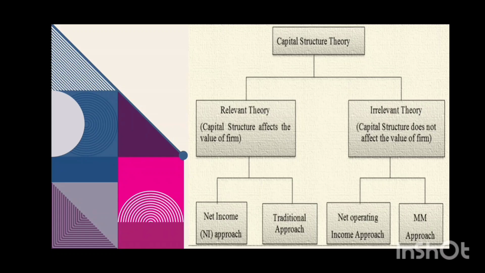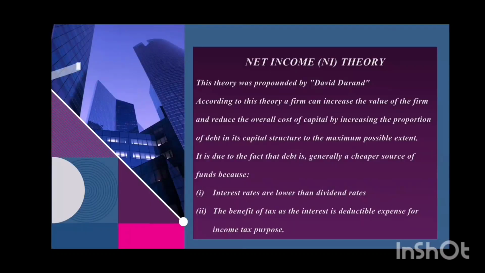So let's discuss the first theory of capital structure, that is net income theory. This theory was propounded by David Durand, and according to this theory, debt financing is the best option for financing the business operation. A firm can minimize its cost of capital and increase the value of firm by using debt financing, because debt is considered a cheaper source of finance and interest on debt is also a deductible expense for income tax purpose.